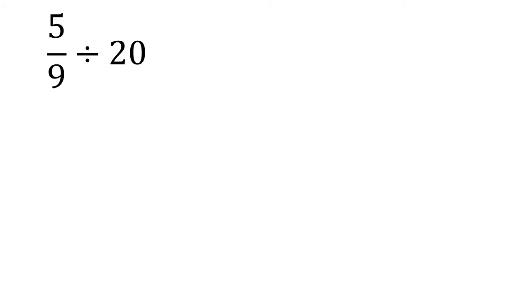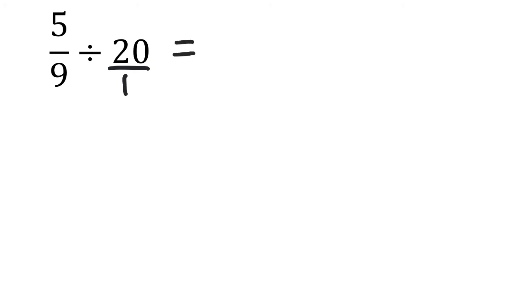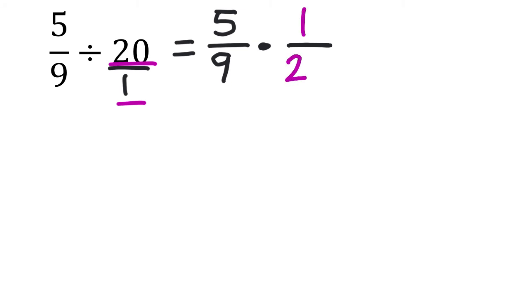There we go. All right, so on this one, we got 5/9 divided by 20. Now, again, this time, the whole value, the non-fraction value, is the divisor. So I'm going to definitely want to show that as 20 over 1. Again, we are going to change the operation to multiplication, but our 5/9 dividend will stay 5/9, even though we are changing the operation to multiplication. But that 20 over 1 is now going to become, as a fraction, there we go, 1 over 20.